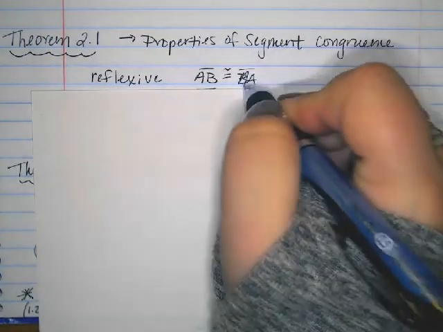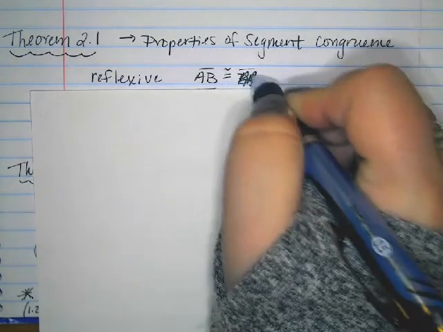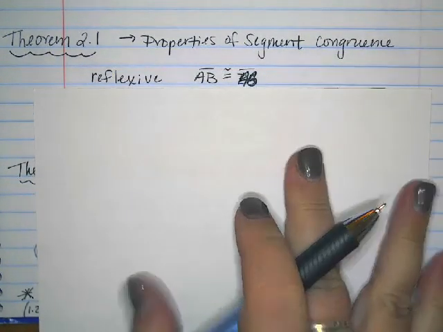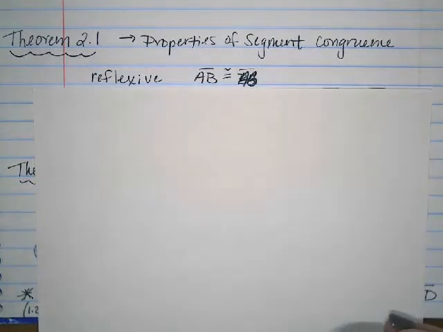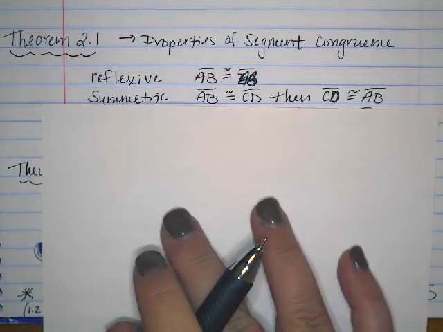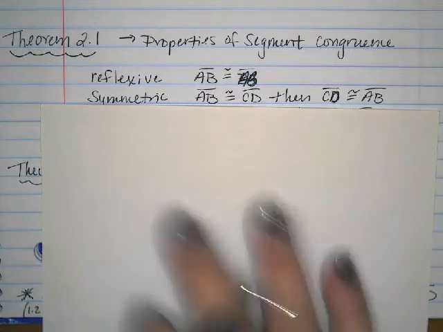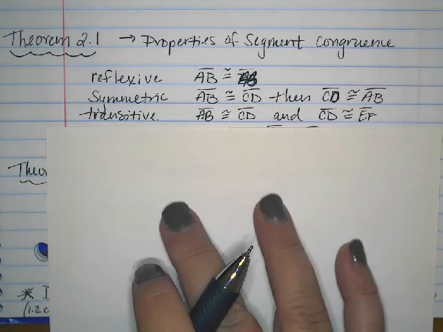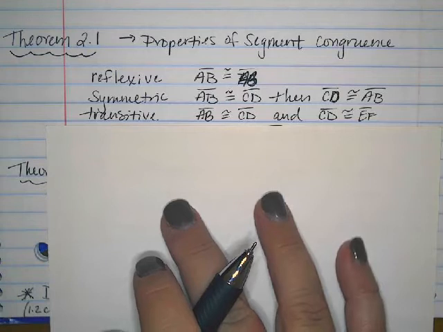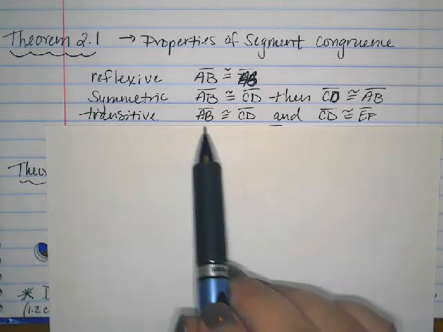And this actually right there is wrong. Oops. Matching exactly on both sides. So AB is congruent to AB. The symmetric property tells us if AB is the same as CD, then CD has to be the same as AB.